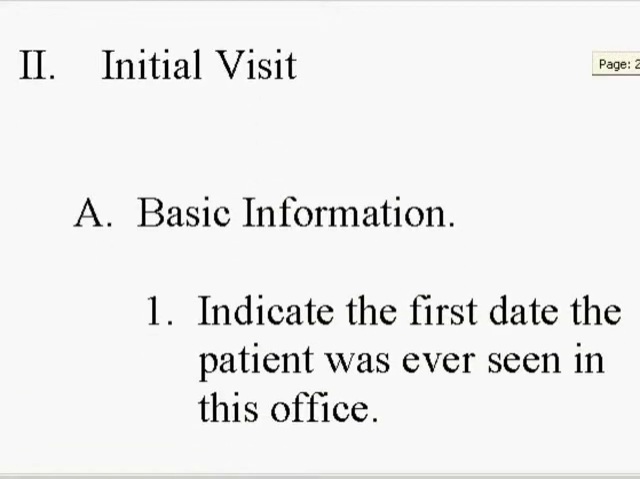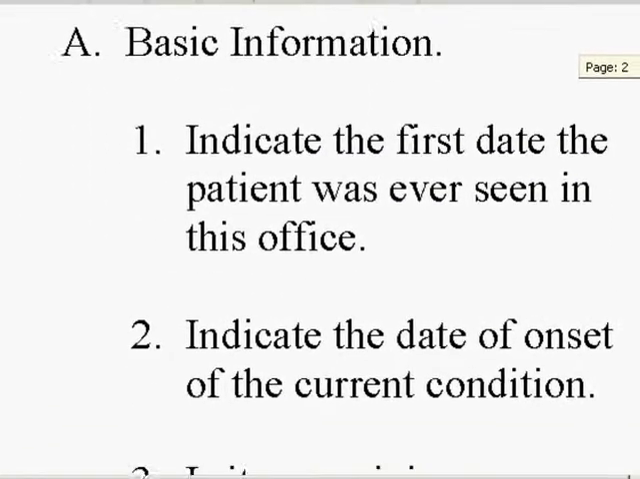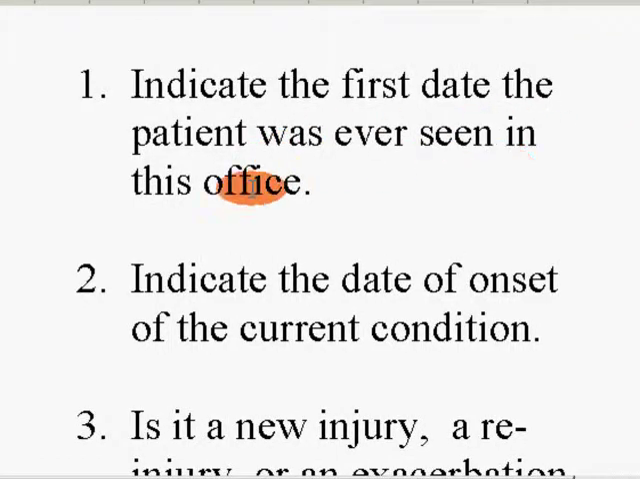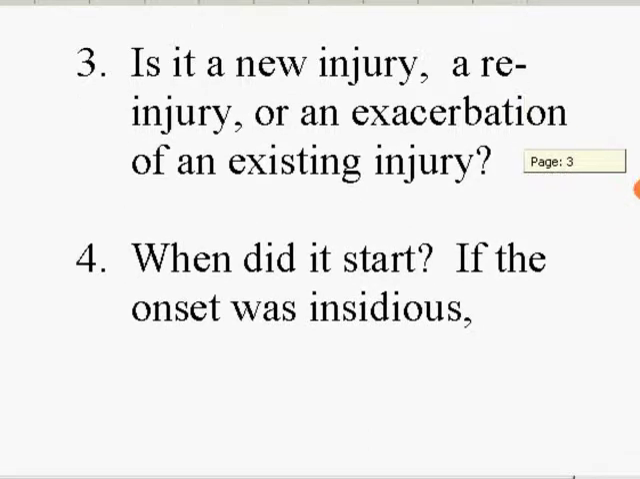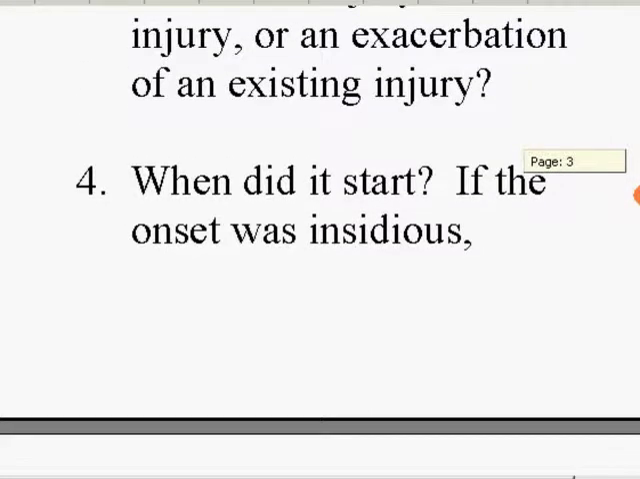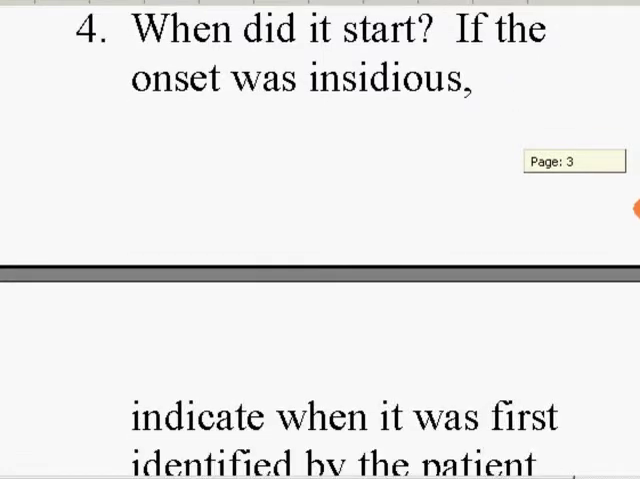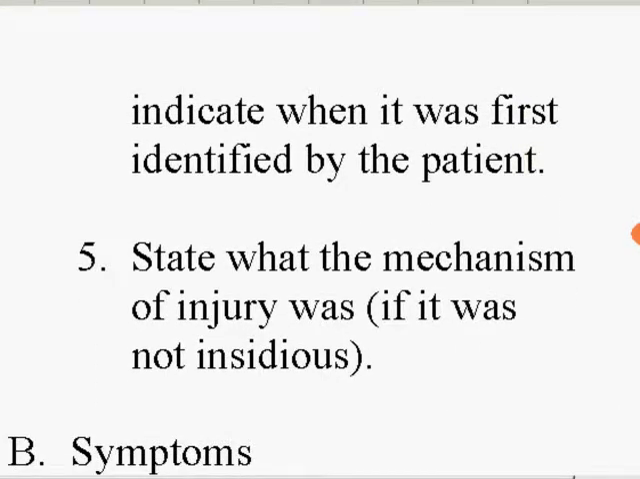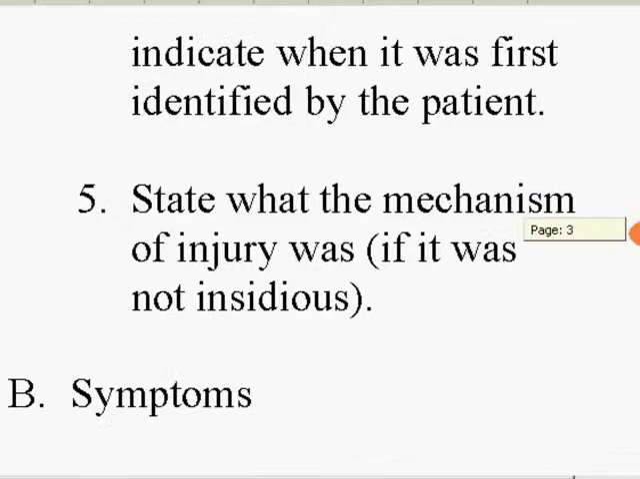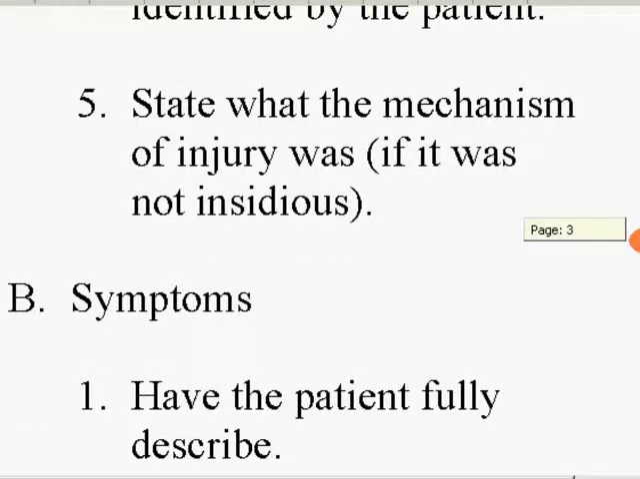Now, for an initial visit, obviously you need to indicate the first date the patient was ever seen in the office, indicate the date of the onset of the current condition. Is it a new injury, a re-injury, or an exacerbation of an existing injury? When did it start? If the onset was insidious, indicate when it was first identified by the patient. State what the mechanism of injury was if it wasn't insidious.